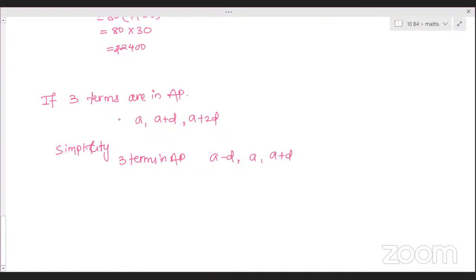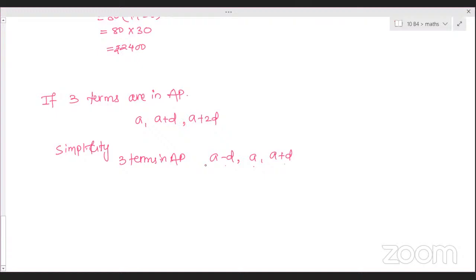So one earlier term. A's earlier term will be A minus D, right? So A minus D, A and A plus D. So that when they have given the sum of the 3 terms in AP, when we add this, what will happen? Minus D and plus D cancel. Immediately you will get the value of A. So this is done for simplification, easier calculation.